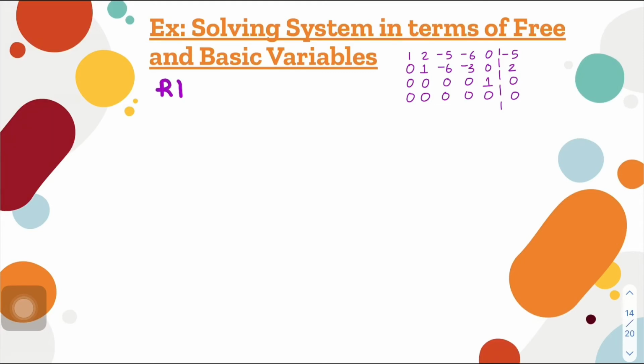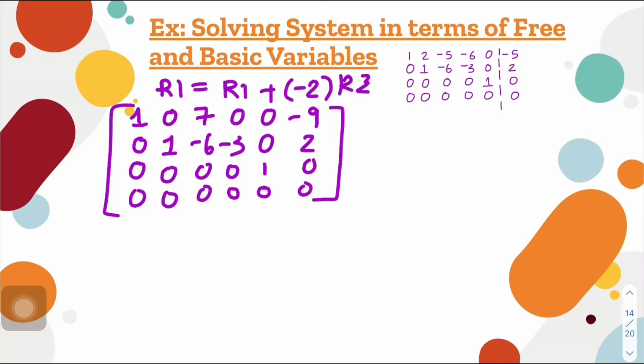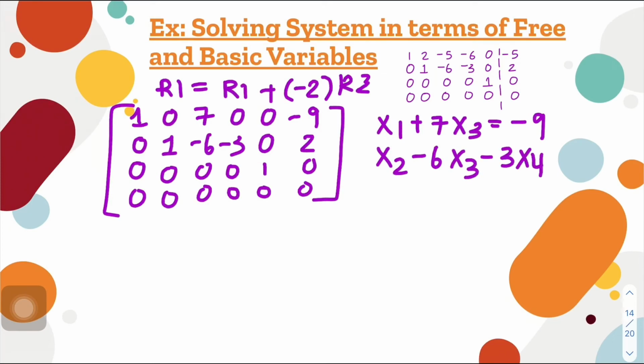If we set row 1 to equal row 1 plus -2 times row 2, the matrix we will end up with looks like this. Now we want to write all of our answers in terms of our free and basic variables. So we want to go row by row, or equation by equation, and simplify what the equations look like now. So x1 plus 7x3 is equal to -9. x2 minus 6x3 minus 3x4 is equal to 2. And x5 is equal to 0.